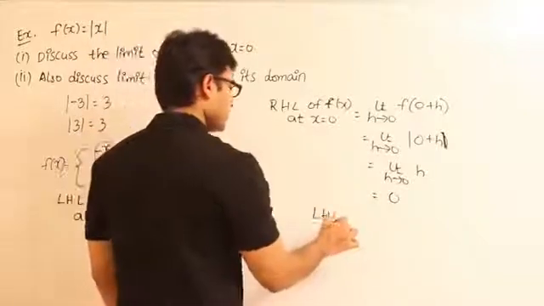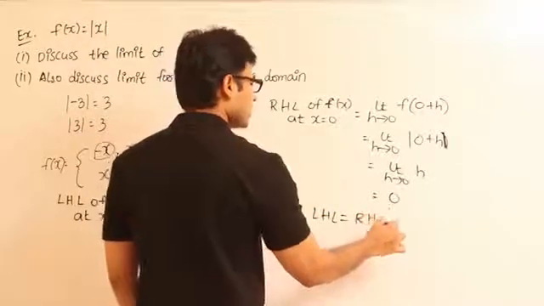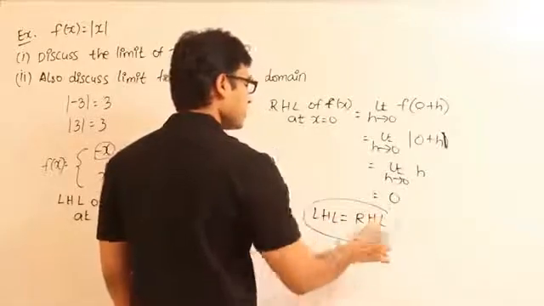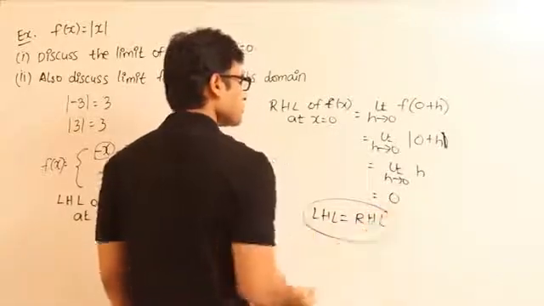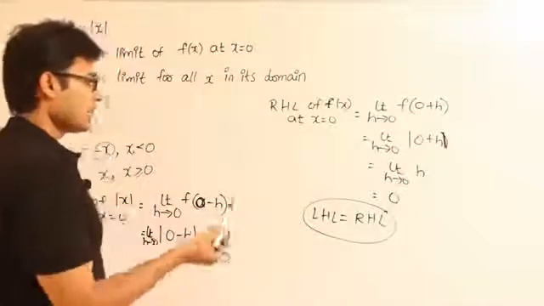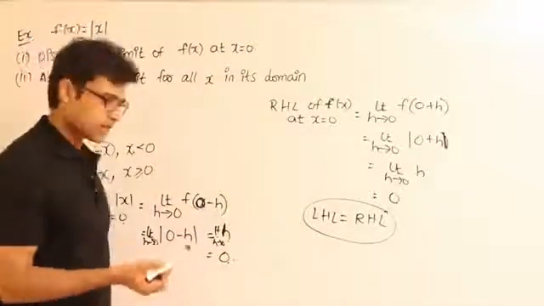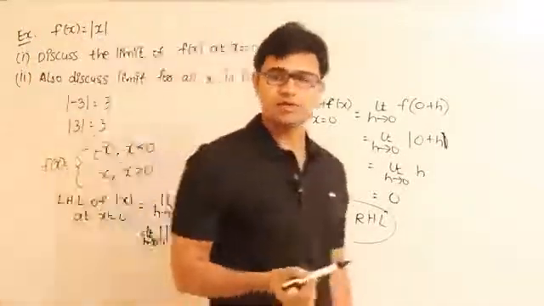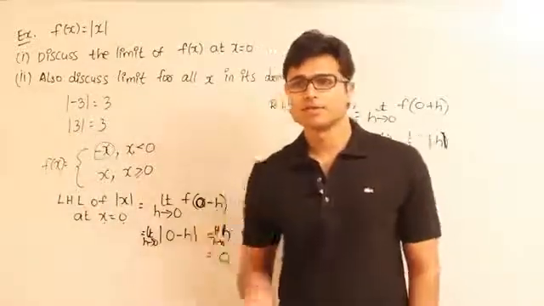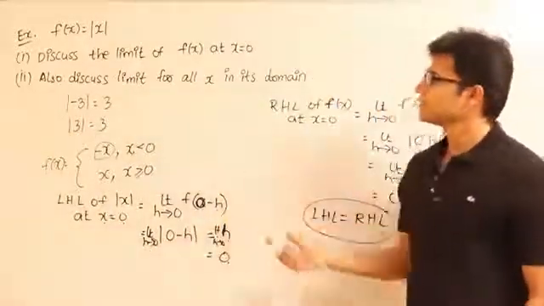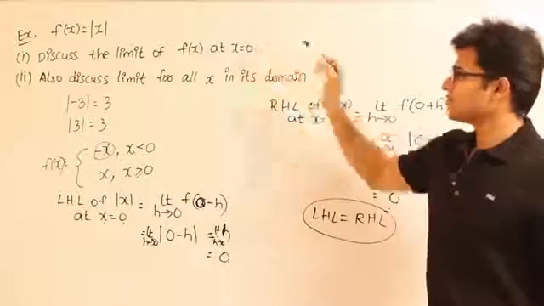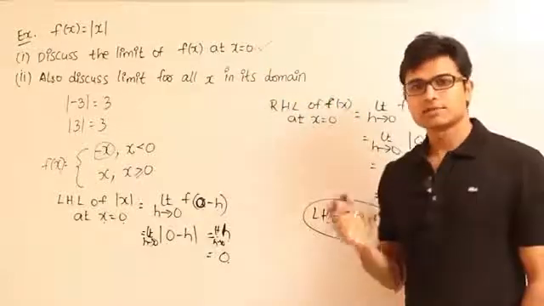Therefore left hand limit is equal to right hand limit for a point x equal to 0. Therefore limit exists at x equal to 0, and the value of that limit is 0 itself, right? So the answer is the limit exists at x equal to 0 and the value of the limit is 0 itself.